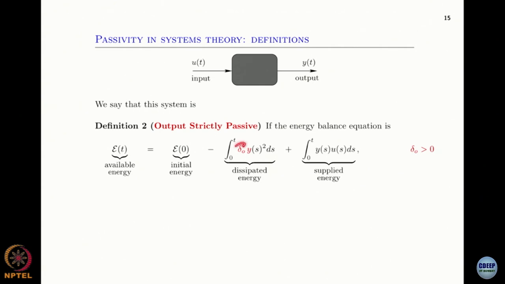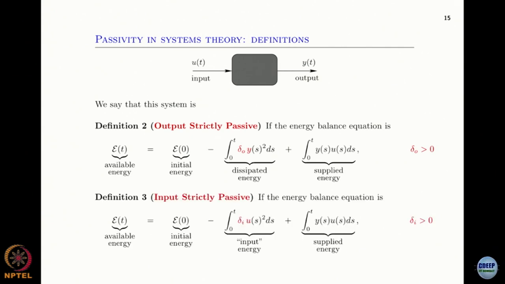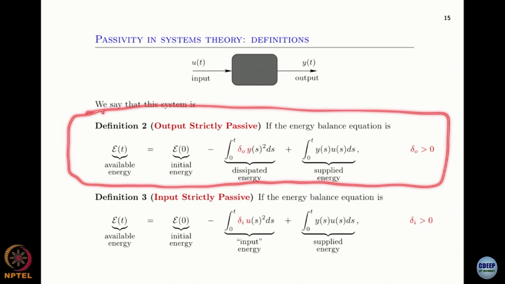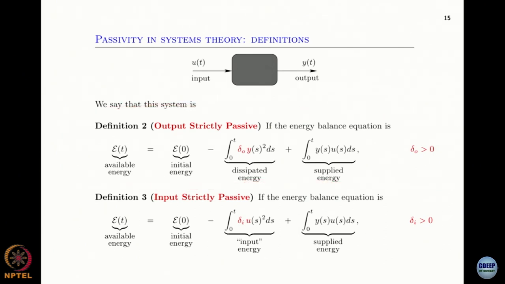So notice that we have a coefficient here that is positive, and we have the square of the output in this integral. That's what is essential. And then we are going to call it input strictly passive if we have a similar balance equation, but instead of what we had before with the output squared here, we have the input. Okay. Actually, this is the kind of system that will be very useful later. It's the kind of system that you want to have when you are doing some control, because it means that you have dissipation in your system and you are able to stabilize it. Okay.